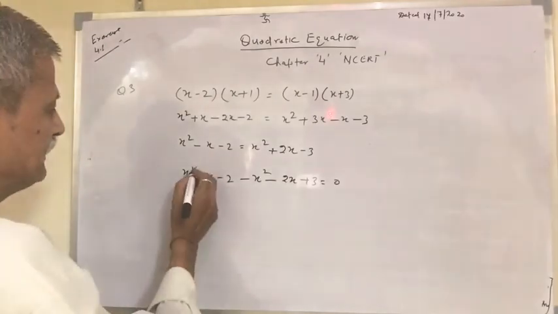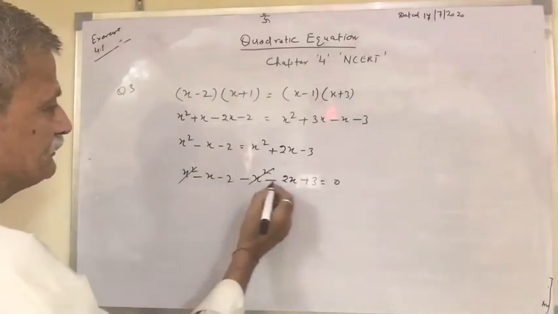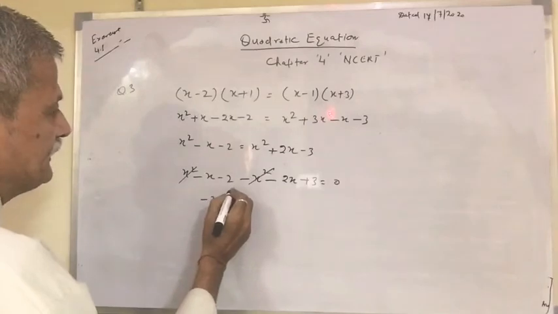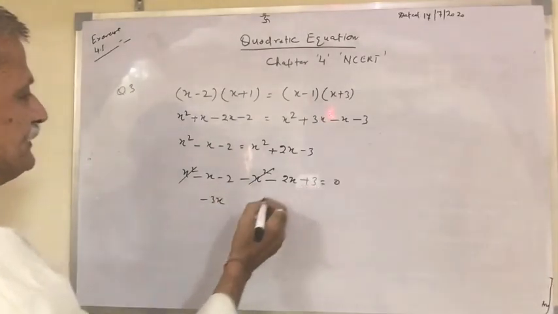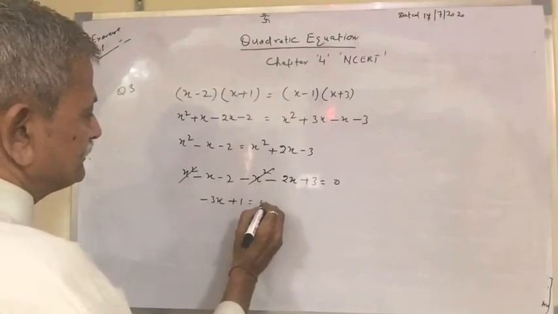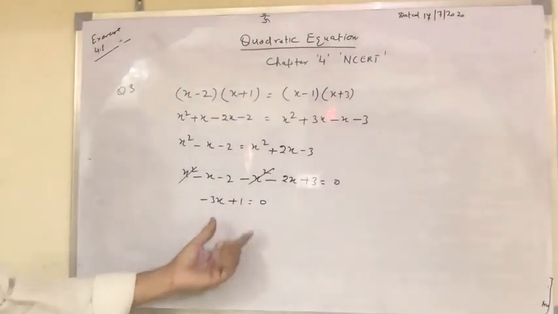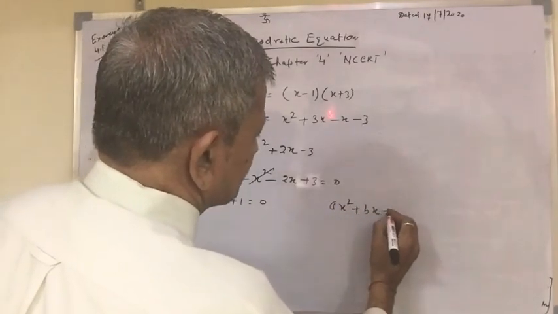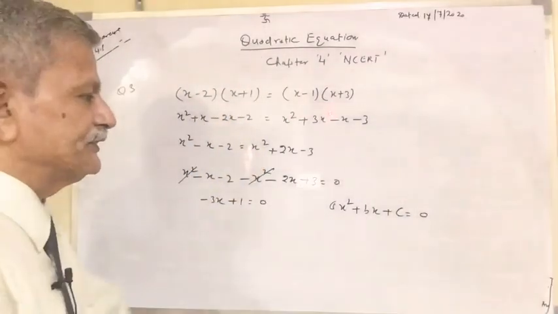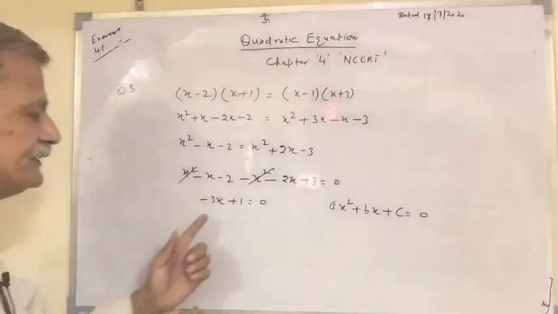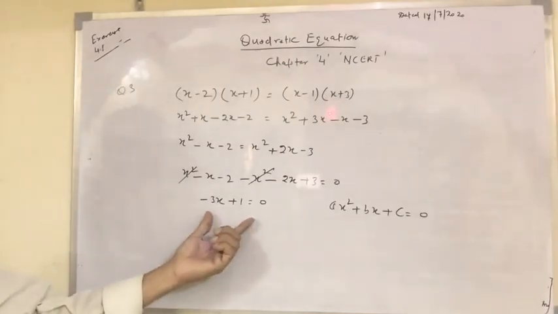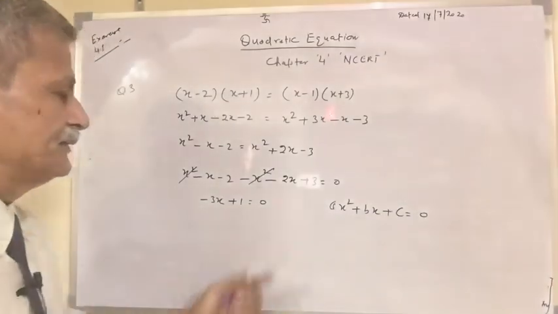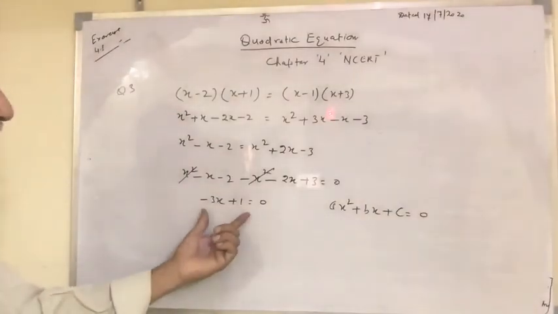So your value will be, x square goes off, minus x and minus 2x gives you minus 3x, and this is minus 2 and here is 3, so plus 1 is equal to 0. Now if I compare this equation with the quadratic equation, you would find this is a single degree equation, whereas there is no kind of quadratic form. So I can say, since a is here 0, it is not a quadratic equation.